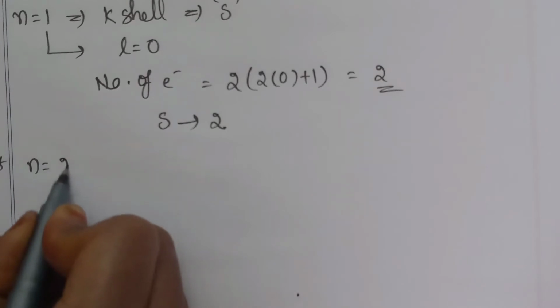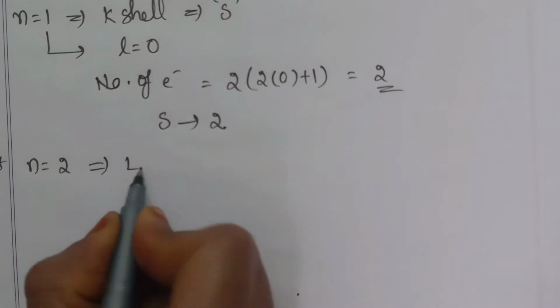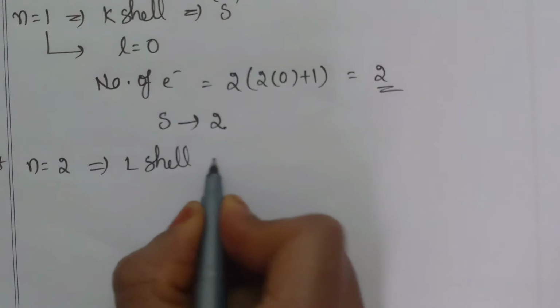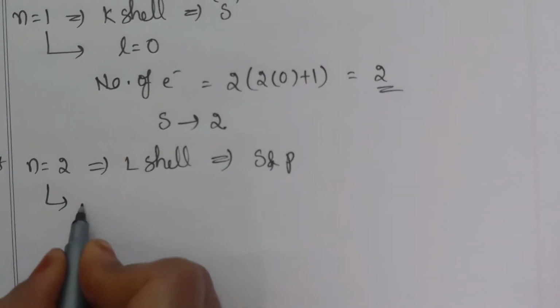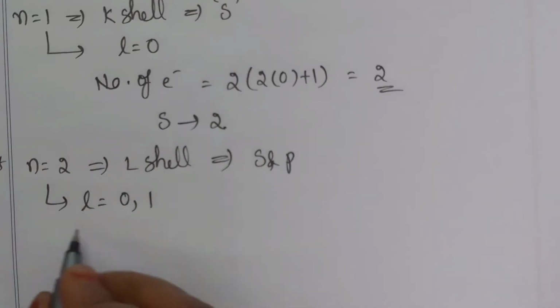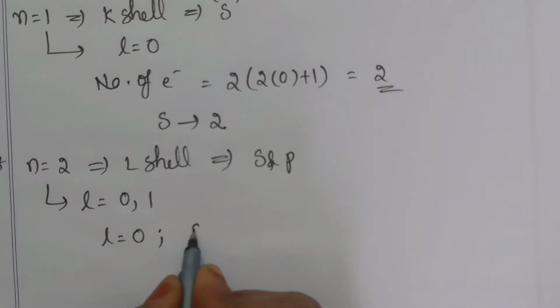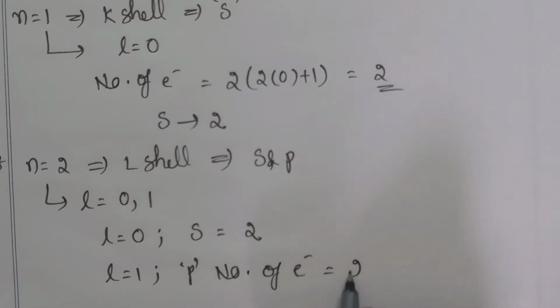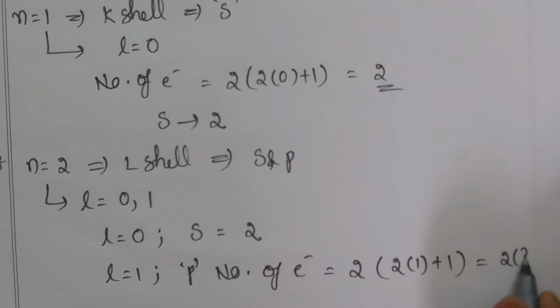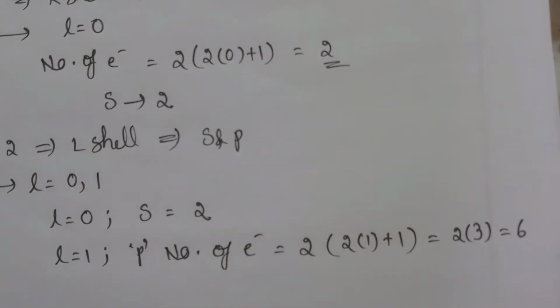Similarly, n equal to 2 means it is the L shell and it has two subshells, that is s and p. n equal to 2 means l takes the values 0 and 1. For l equal to 0, it is an s subshell, so the number of electrons is 2, and for l equal to 1, it is a p subshell. So, the number of electrons in the p subshell is 2 into (2 times 1 plus 1), which is 2 into 3, that is 6. So, the p subshell can hold 6 electrons.